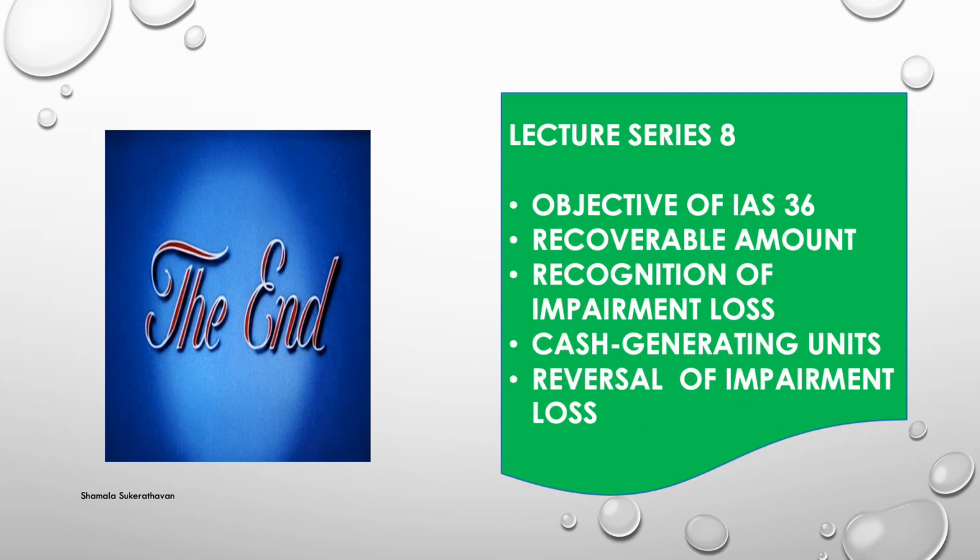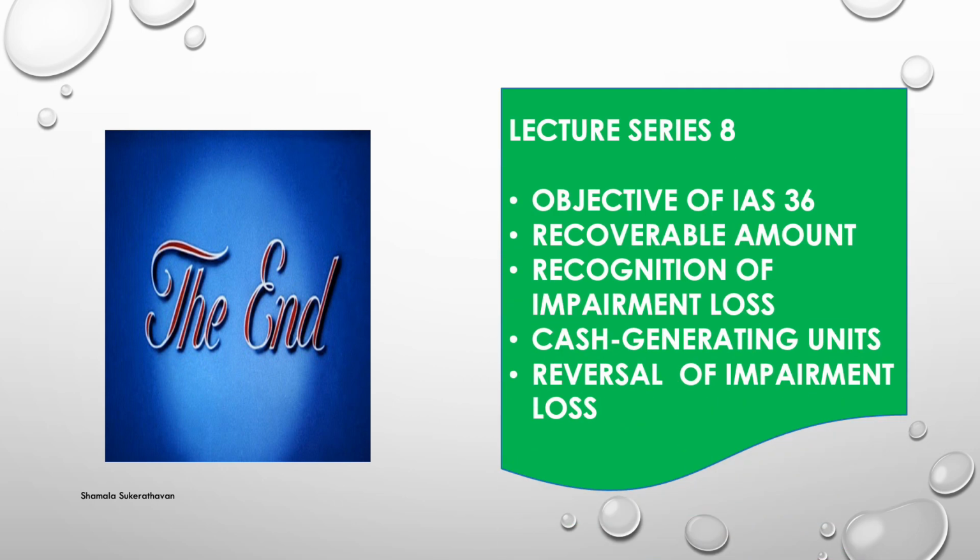Here I looked at the objective of IAS 36, including assets outside the scope of IAS 36, how to calculate recoverable amount, recognition of impairment loss relating to a cash-generating unit, and finally reversal of impairment loss.